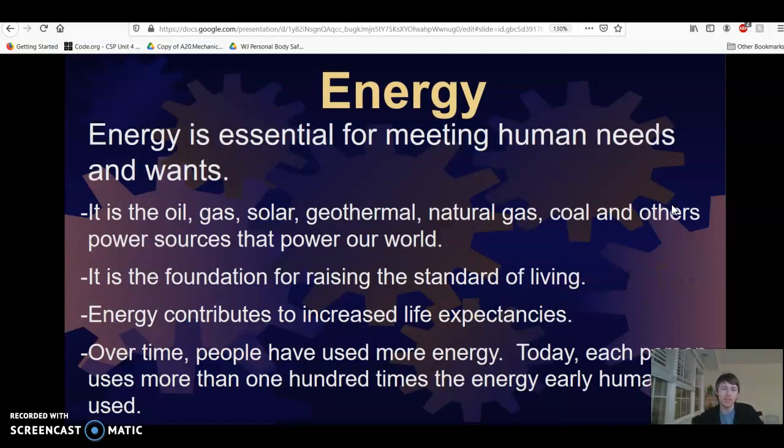All right. So energy is essential, of course, for meeting human needs and wants. We've got all kinds of different sources of energy that we currently use. There's non-renewables, there's renewables, there's oil, gas, solar, geothermal, natural gas. So many options. Today we're going to discuss how these things are used in order to actually create electricity, what electricity even is, right? Energy is paramount to increasing our life expectancy, making our lives more exciting.